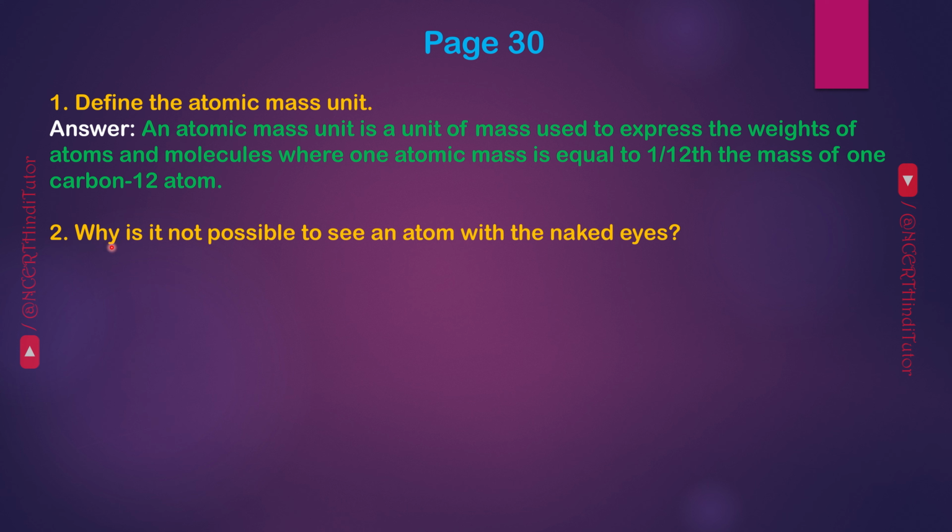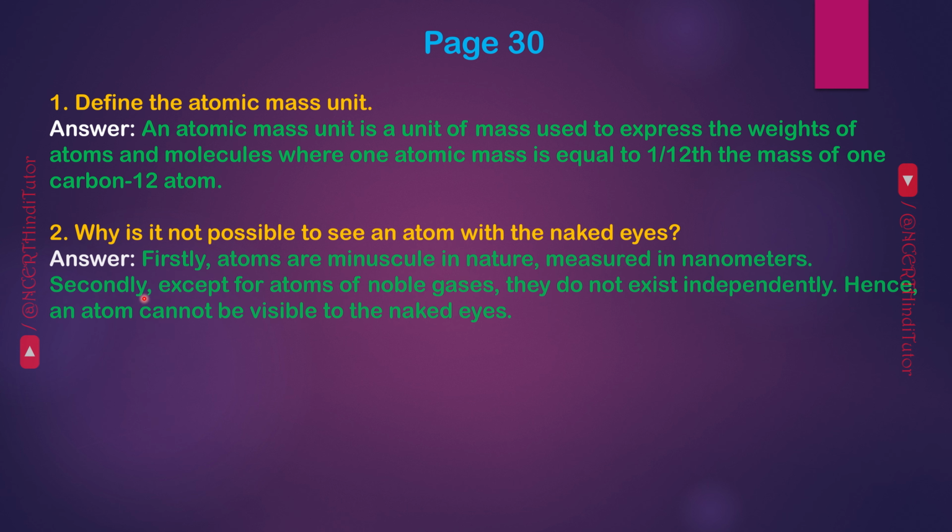Question 2. Why is it not possible to see an atom with the naked eyes? Answer: firstly, atoms are minuscule in nature, measured in nanometers. Secondly, except for atoms of noble gases, they do not exist independently. Hence, an atom cannot be visible to the naked eyes.